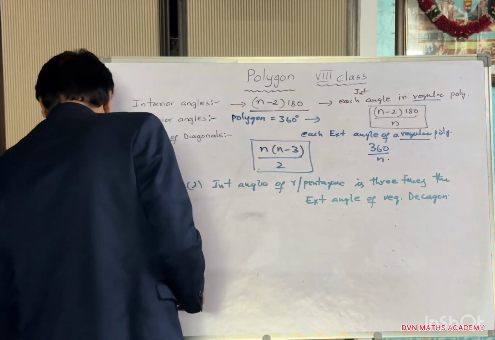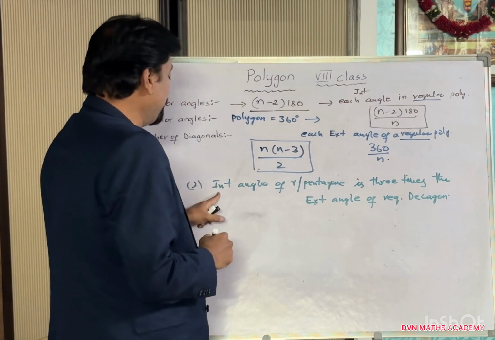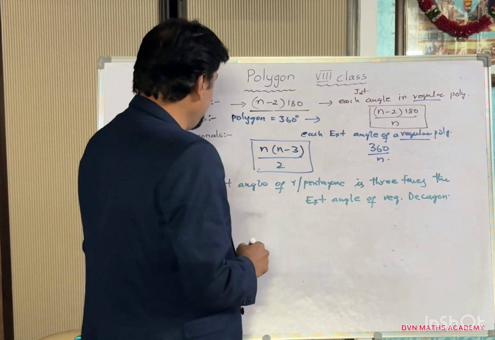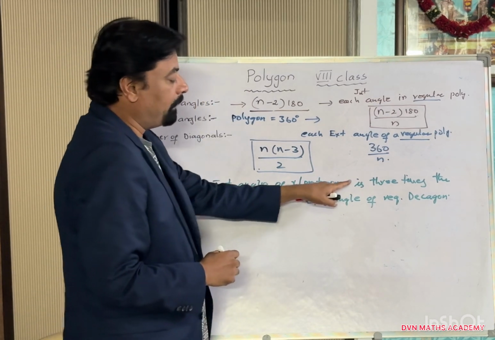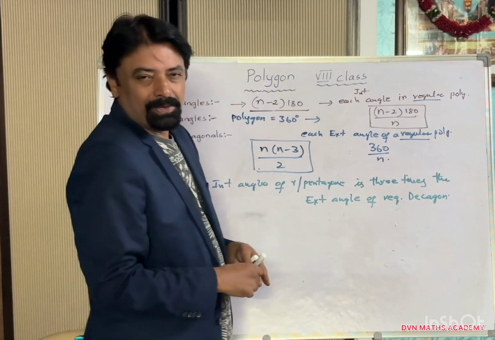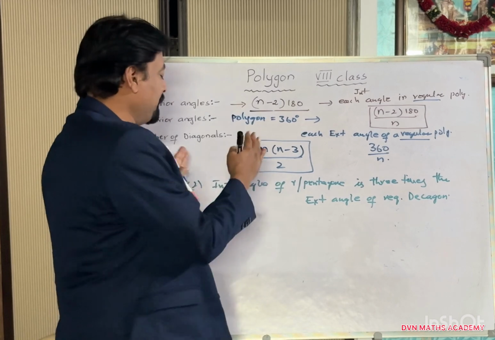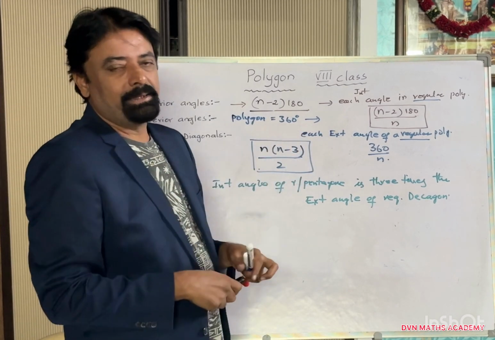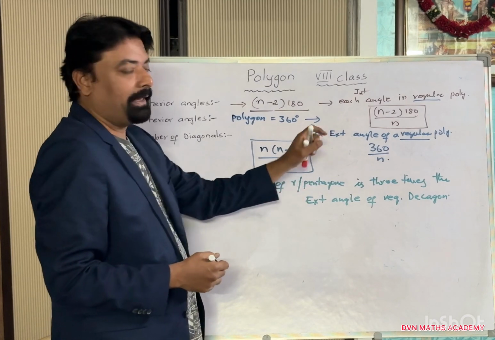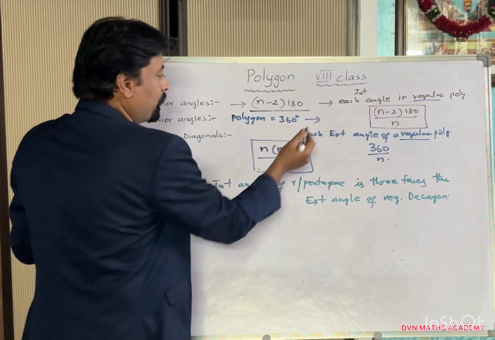So this is very interesting. Here the question is, the interior angle of a regular pentagon is equal to 3 times the exterior angle of a decagon. So this is the relation between the pentagon and decagon, and one is the interior angle and another is the exterior angle. To prove this one, first you find the interior angle of a regular pentagon. So how to find the interior angle of a regular pentagon? By using this one.